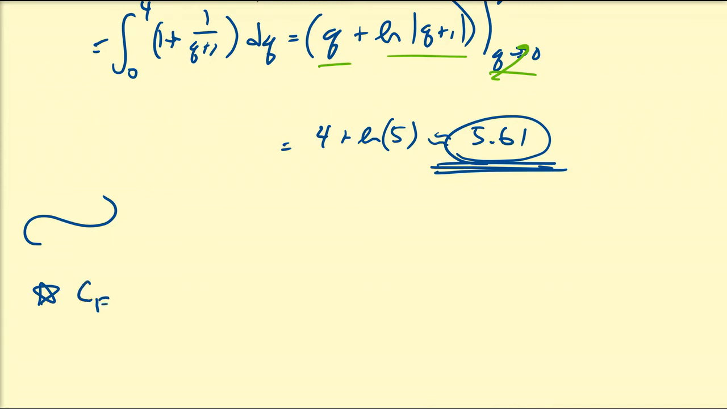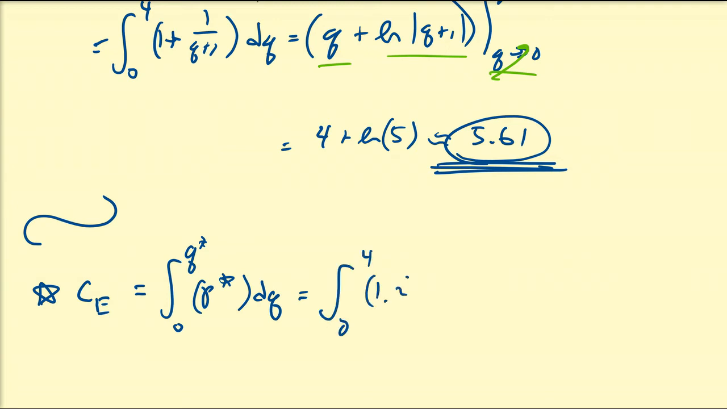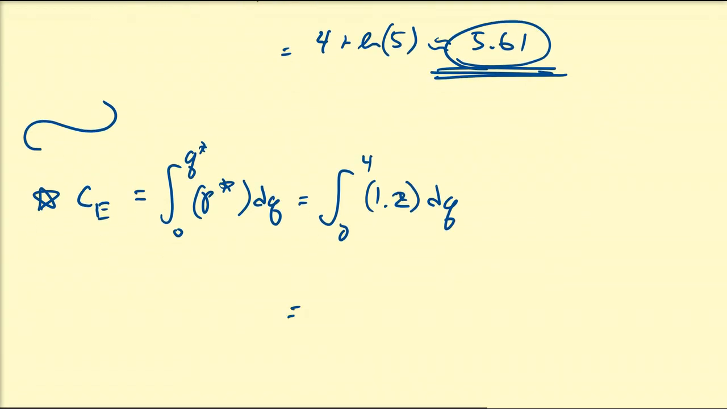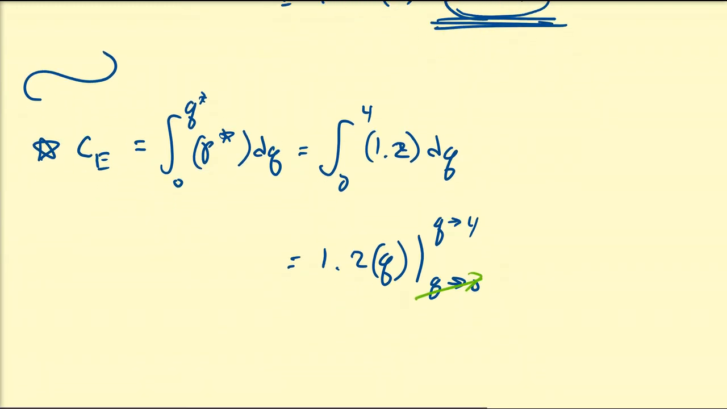Similarly, the consumer expenditure, by definition, is the integral from 0 to Q star of P star with respect to Q. So P star we've already found to be 1.2. So this is the integral from 0 to 4 of 1.2 with respect to Q, which is just going to be 1.2 times Q evaluated from Q goes to 4 to Q goes to 0. Again, Q goes to 0 does not contribute anything. So this is going to be equal to 1.2 times 4, or just simply 4.8.